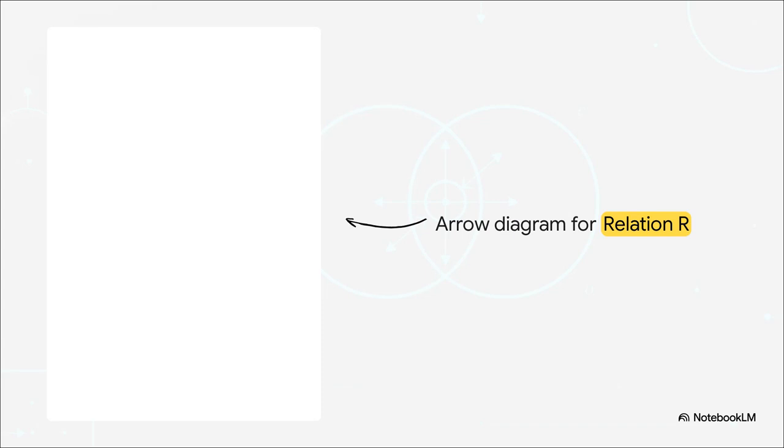Let's look at an example. Notice how these arrows map our specific rule. Here, the rule is y equals x plus 1. We apply this right to set A. 1 maps perfectly to 2. 2 maps right to 3. But wait, look closely. 6 gets left behind. Why is that? Because 7 is not in the target set. This specific mapping right here is our relation R.